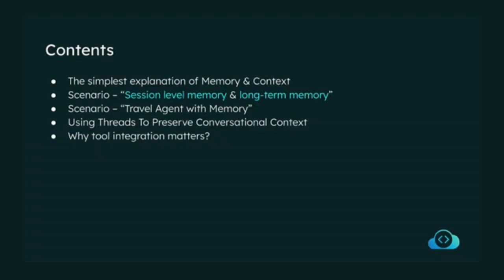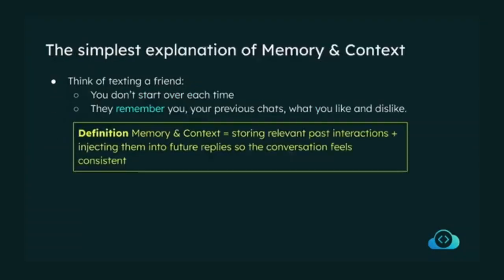We've been making a travel agent, a very lean one, a very simple one. So in this section, we'll be adding a layer of memory to it. And we'll see how we can do that in terms of short-term and long-term both. We'll talk about threads, how they really help you preserve some conversational context. And lastly, we'll see how tools can really give superpowers to your existing agents.